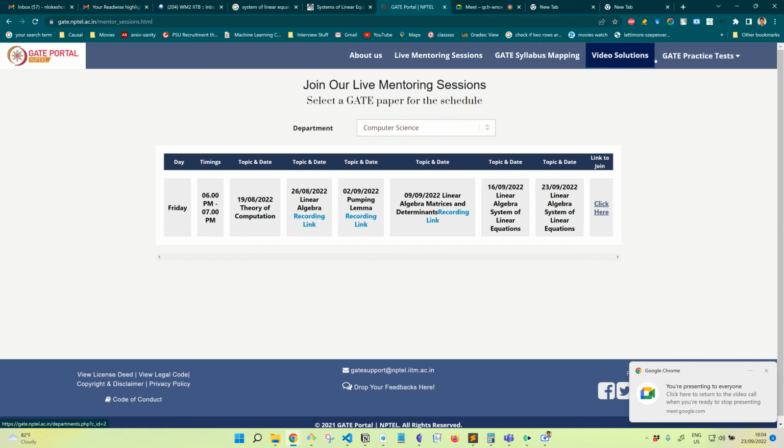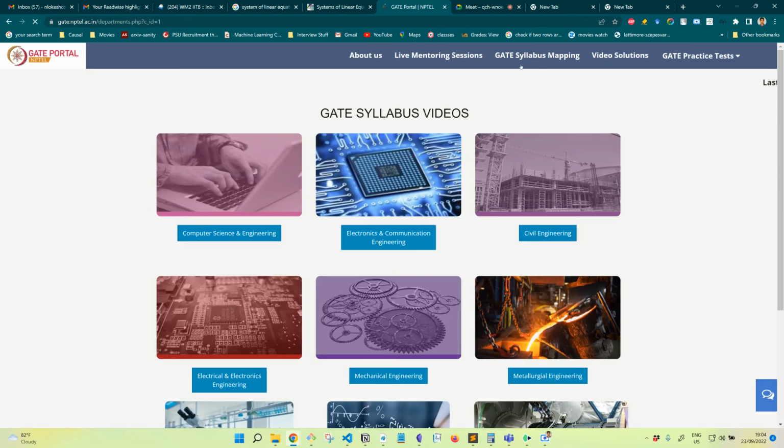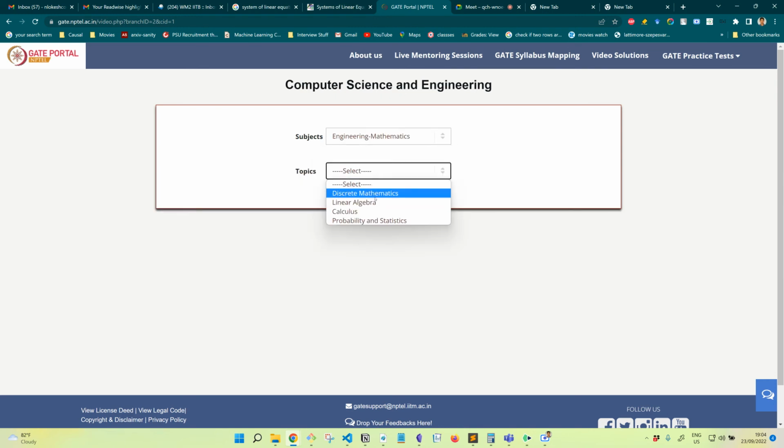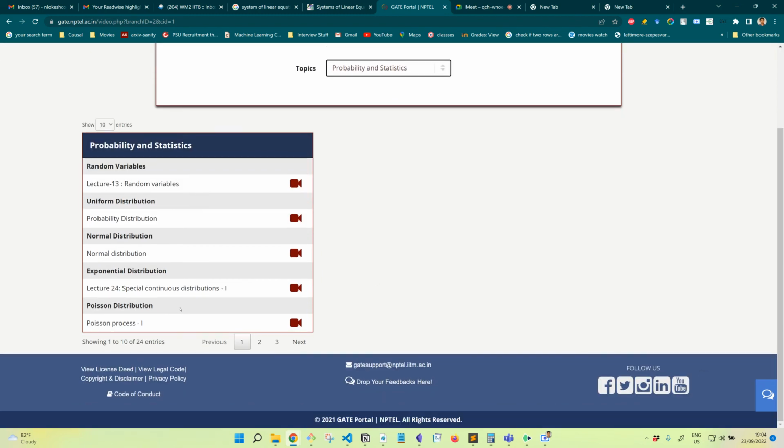Actually, in the meeting, they were telling me that there is this syllabus mapping. Perhaps you can follow this also. If you go to gate.nptel.ac.in, you see a tab, GATE syllabus mapping. In syllabus mapping, once you go to computer science, you can select a topic. For example, you are asking about probability. So let's say I select engineering mathematics, and here I select probability and statistics. Once you select this, they have given a mapping from topic to video.